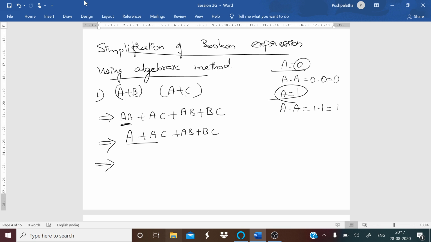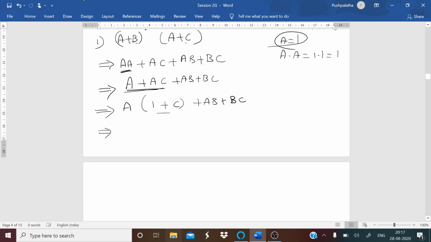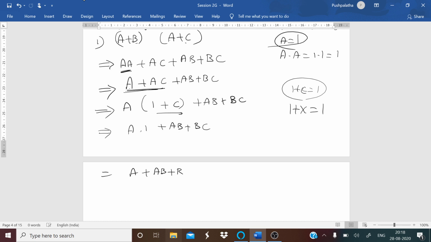Now what is common in these two? You can split and simplify. What is the common factor in a and a into c? A is the common factor. You take it as a into what remains here, 1 plus c, plus a into b, plus b into c. The next step, what is 1 plus c? 1 plus c is nothing but 1. It is similar to 1 plus x is equal to 1. That is the properties of 0 and 1. Right? So a into 1 plus a into b plus b into c. So a into 1 is nothing but a, plus ab plus bc.